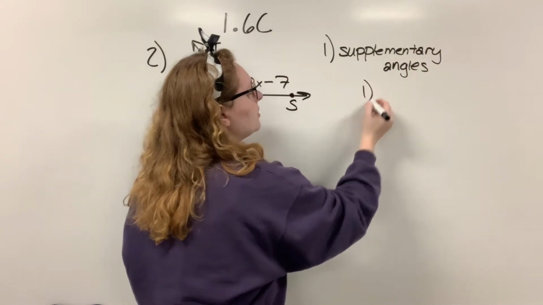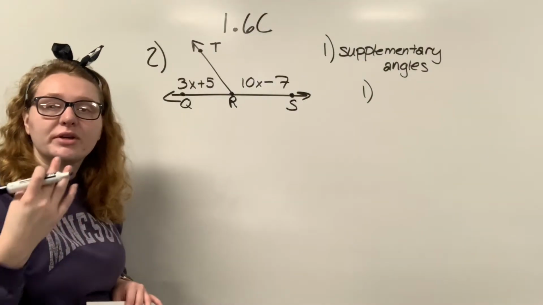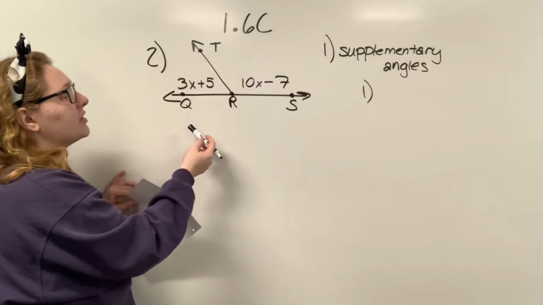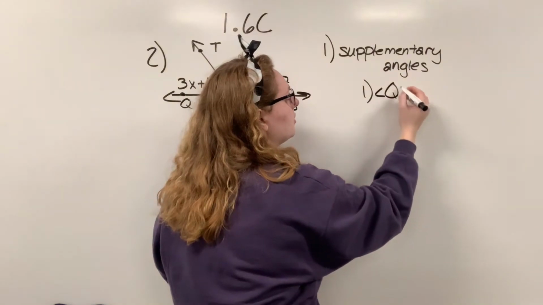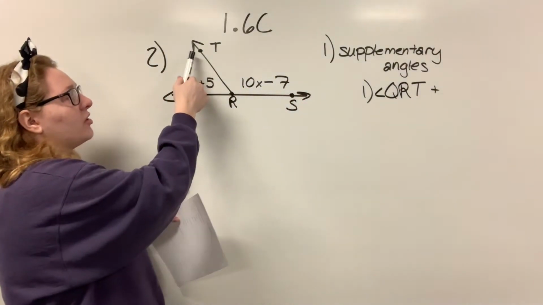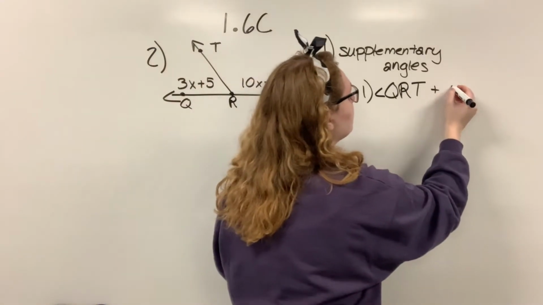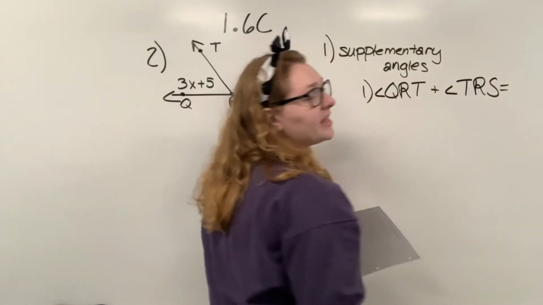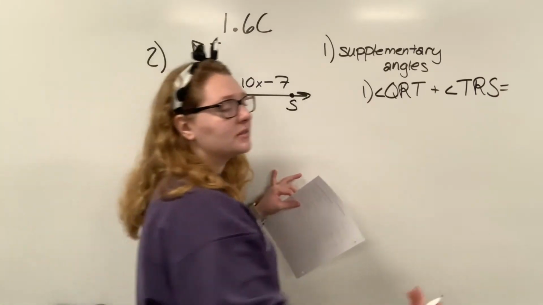Okay? So let's set this up like an angle addition postulate. First thing we're going to have to do is set up. Okay, so I'm going to say angle QRT, side, vertex, side, plus angle TRS, side, vertex, side, is equal to 180 degrees because that's what a supplementary angle is.